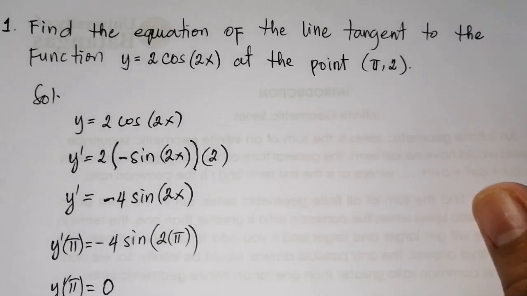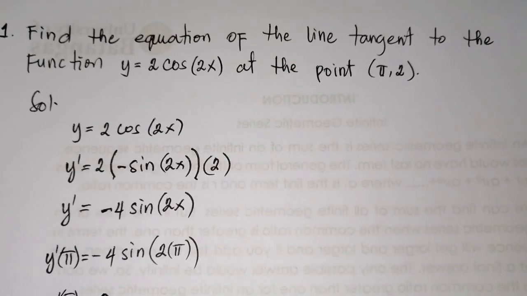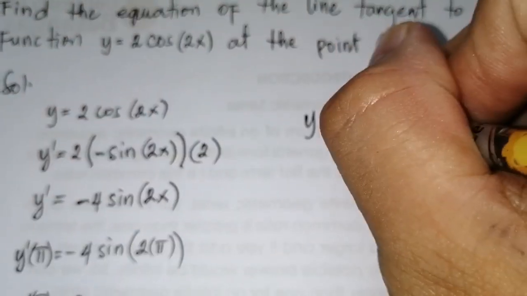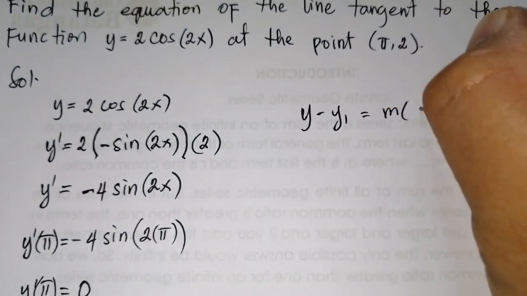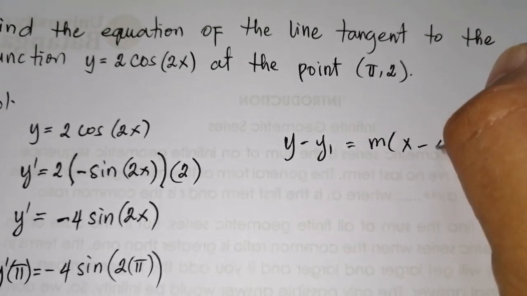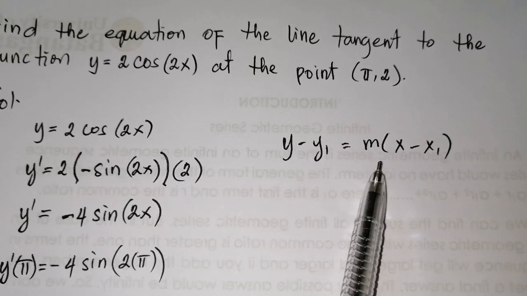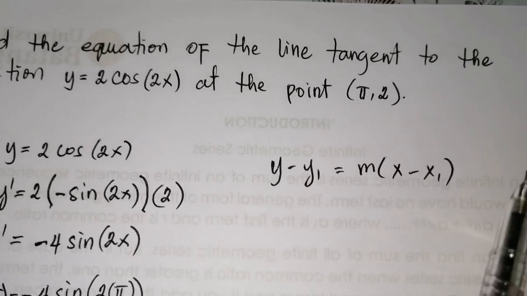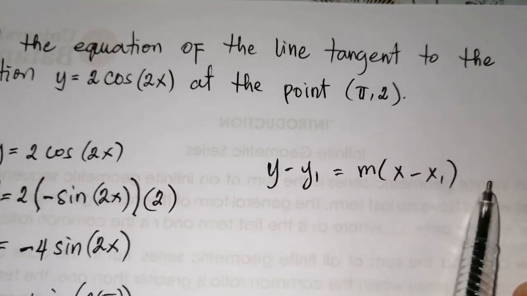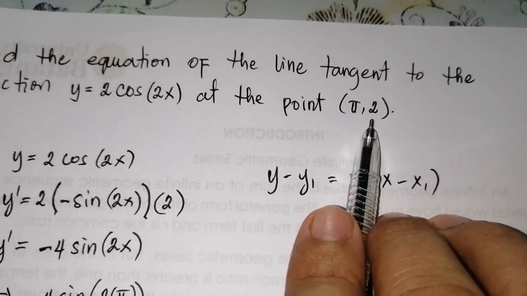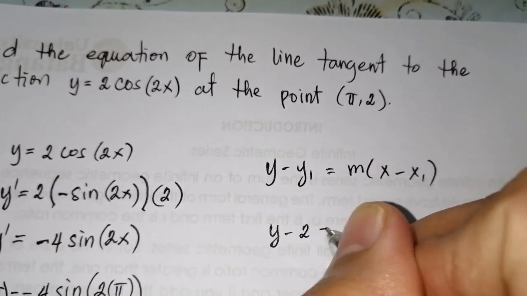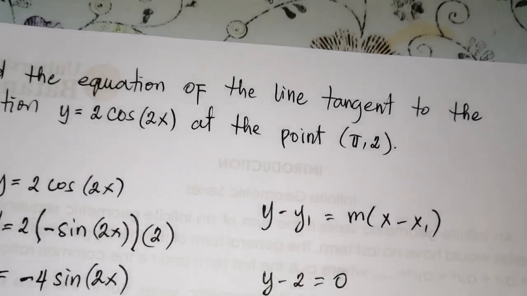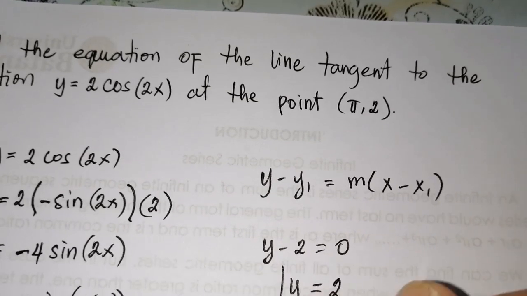So kung hindi yan 0, actually we can use the point slope form. The y minus y sub 1 is equal to m times the quantity of x minus x sub 1, then plug in the slope. But in this case, this is 0. So 0 times the x minus x sub 1, whatever the values of x na i-plug in natin dito, this will become 0. Now we have the y sub 1, which is 2. So this will become y minus 2 is equal to 0. So therefore, the required tangent line to the function is y is equal to 2. So this is our equation.